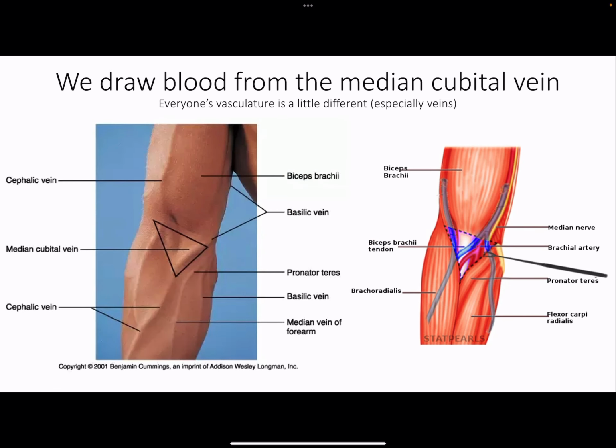And everyone's vascular anatomy is a little bit different. Nerves might be a little bit different. Arteries might be a little bit more different. And then veins might even be the largest amount of difference. But just keep in mind that the cubital fossa is where we might find the brachial artery, the median nerve, and here the median cubital vein, where we're going to draw blood, towards the medial side, hence the name.